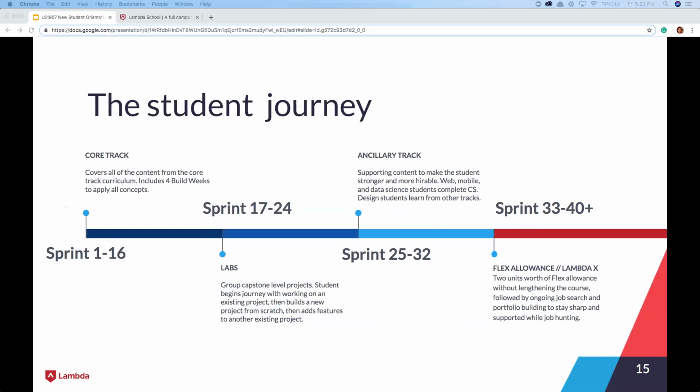And then after that, sprints 33 through 40 is where you have Lambda X. Lambda X is our career readiness curriculum, and it says 40 plus because we're going to help you get a job. We are not going to stop until you get a job. So hopefully you won't either. Okay.